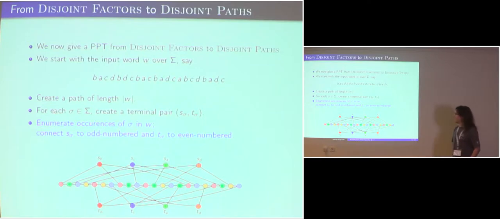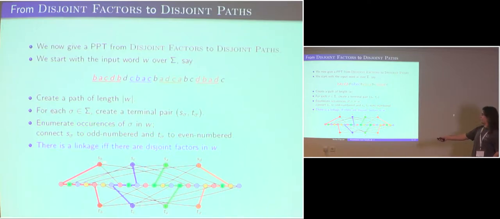Now observe that if you have disjoint factors, in other words, if you have a linkage between SB and TB, then it needs to go first to some odd occurrence, then travel to some even occurrence, and then go here. And because the paths need to be disjoint, these factors in this word need to be disjoint as well. So this gives you a solution to disjoint factors.